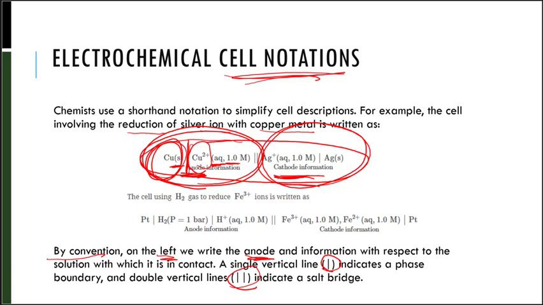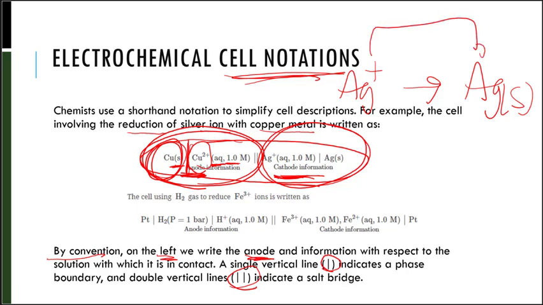My cathode is where reduction has happened, and that was when I had Ag plus ions reduced to Ag silver. Plus 1 to a 0 was reduction. So I show my Ag plus first. It's an aqueous solution, a 1 molar concentration, single line, solid silver. For this next one, the cell that's using hydrogen gas to reduce iron 3 ions is written like this.